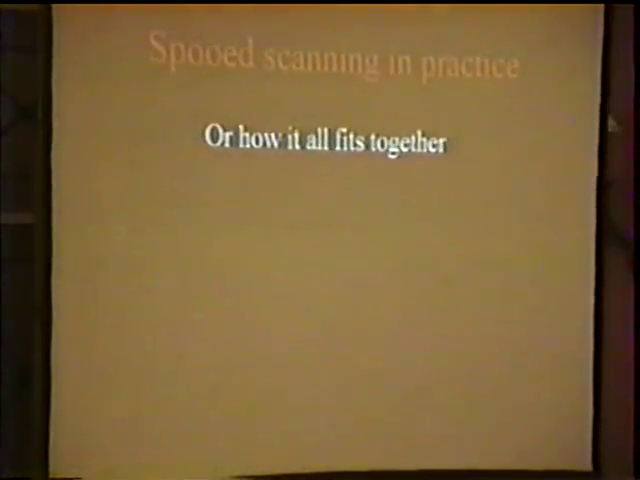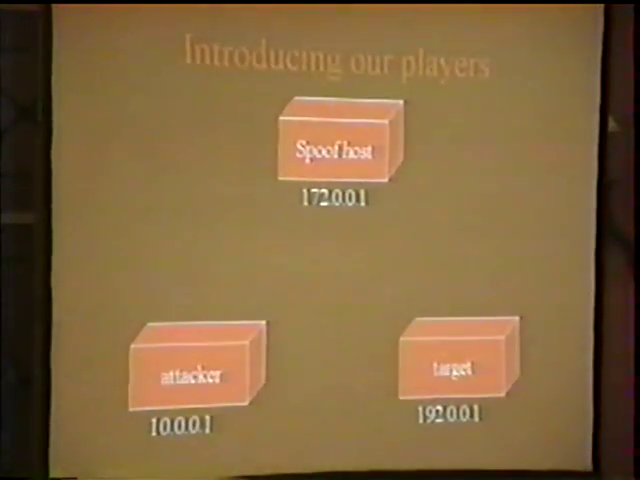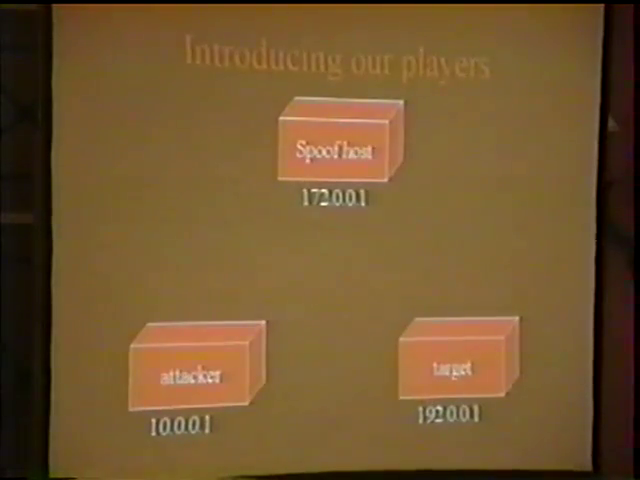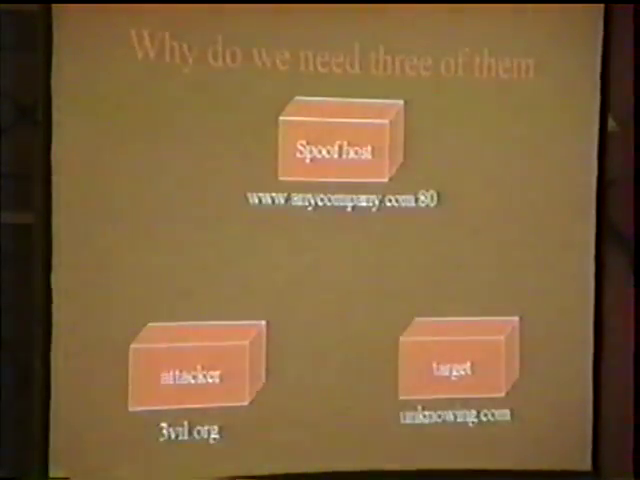Okay, how it all fits together. Now we're getting into some nice boxes. Let's say we have a spoof host, an attacker, and a target. The spoof host, or a better word might be decoy host, because that is probably company.com or somewhere we want to scan. Let's just call them anycompany.com, evil.org, and unknowing.com, for instance.